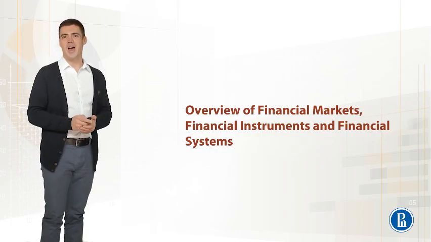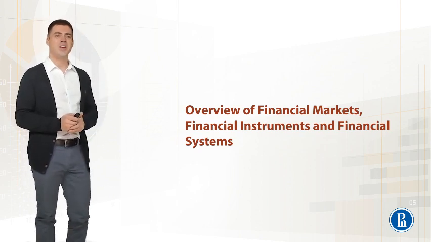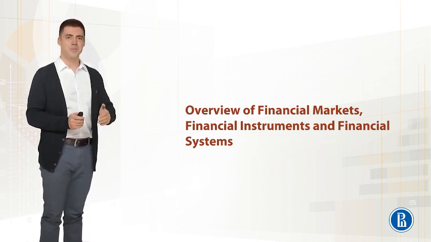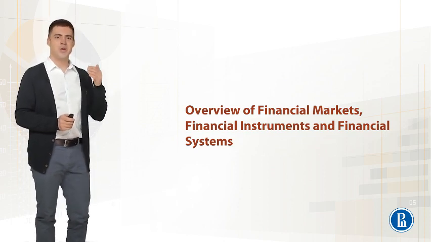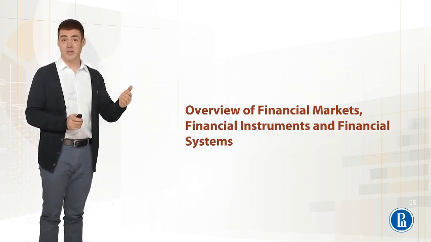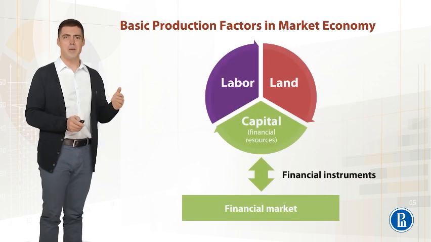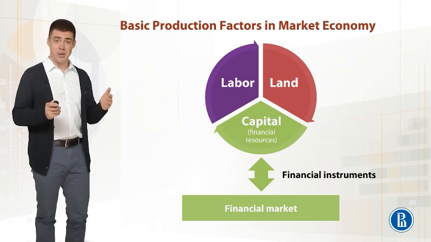In order to go and discover something new, we need to start from something familiar. That's why at the beginning I would like to mention the thing you know for sure. As you know from the fundamentals of economics, there are three production factors in the market economy, namely labor, land, and capital. You need to have these three in order to produce something.